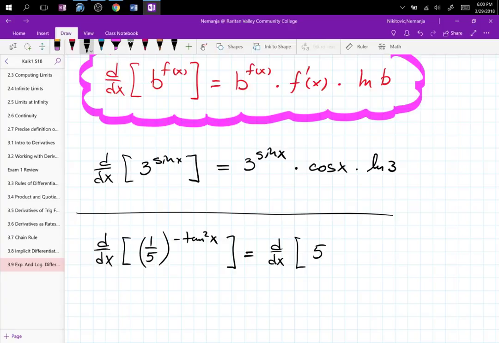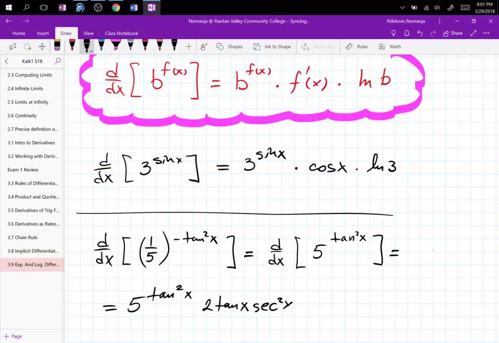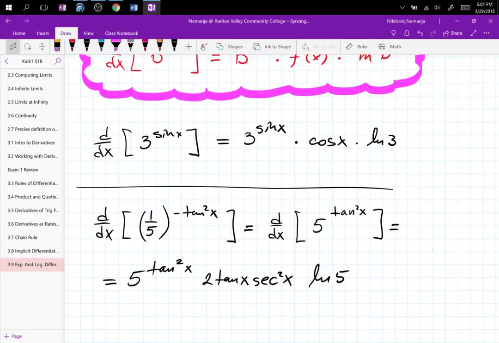So the negative exponent is going to flip the fraction, and when the negative exponent flips the fraction, we just lose the negative on tangent. So that's what we have now. And we follow the formula. So copy as is: 5 to the tangent squared x. And then the derivative of the exponent, which is 2 tangent x, and then the derivative of tangent is secant squared x. We have the chain rule there. And then times ln 5. Yay. Yeah, that's it. I hope you're not disappointed.